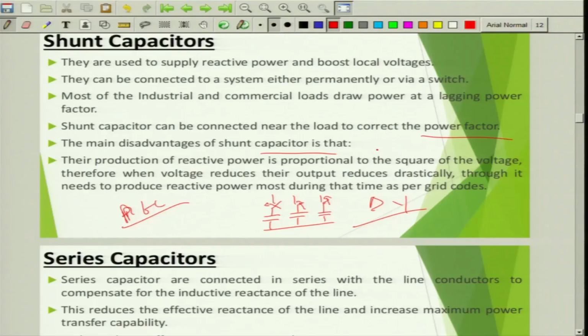Now, what happens is, whenever there is a reduction in the voltage due to some reason, a drop in the voltage in the system, the capacity of the capacitor banks also depends upon the voltage profile, so their net capacity will also reduce. Ultimately, it is V square by Xc, right? So, power is nothing but V square by Xc. If V reduces, then it drastically reduces the power handling capacity of these capacitors. But at the same time, that is the most essential time when you need to support the system. So, this is one of the disadvantages of shunt capacitors.